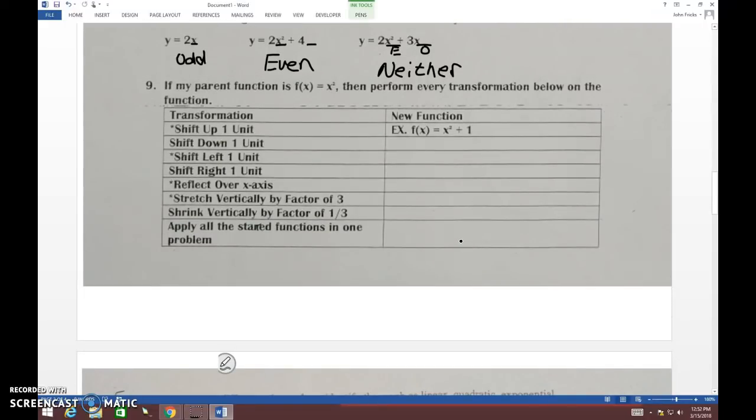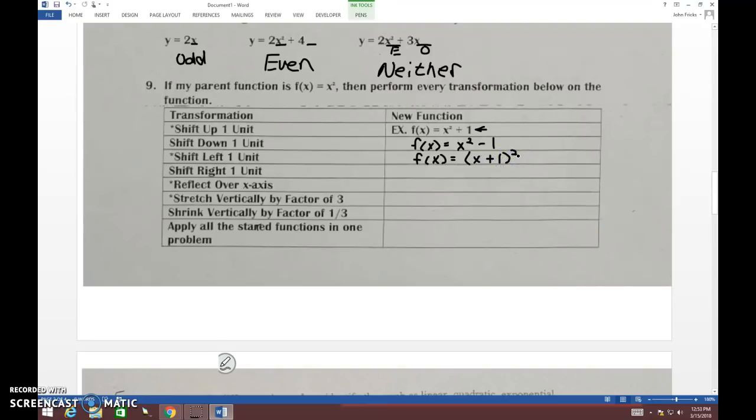All right, last question on this one, the transformation problem, a big question here. So with the transformation problem, first one it said was shift up. It gave you the answer to that one, so no questions there. To shift down 1 unit, that's going to be f of x is equal to x squared minus 1. To shift left 1 unit, that's going to be f of x is equal to parentheses. We have to set up our parentheses here. So left would be plus 1 squared.